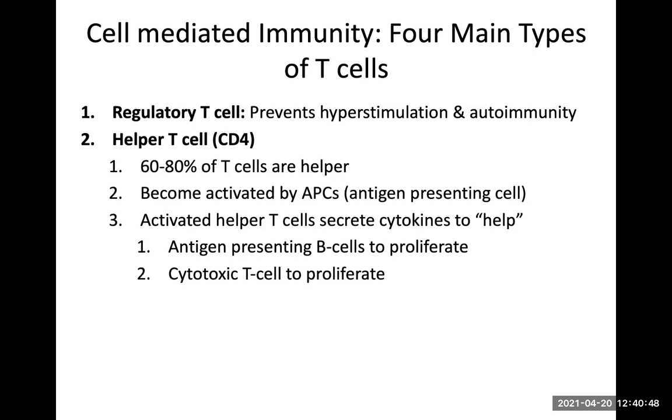All right. So 60 to 80% of all of your T cells are going to be helper T cells. And that makes sense, right? They have very important jobs to do.